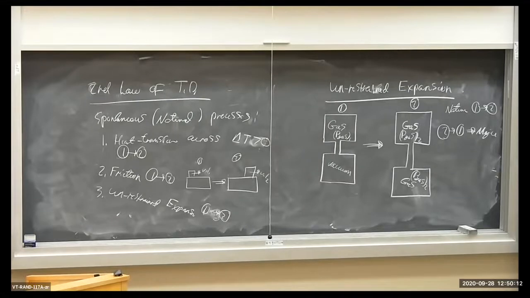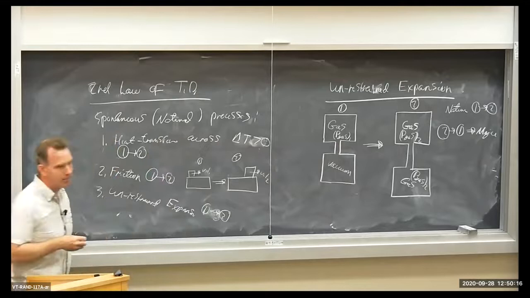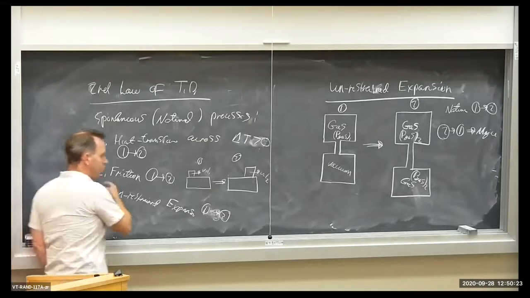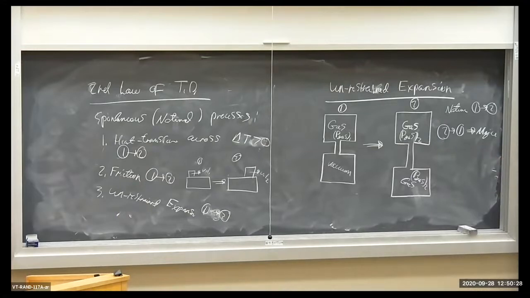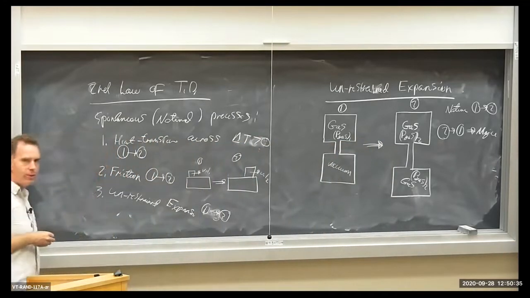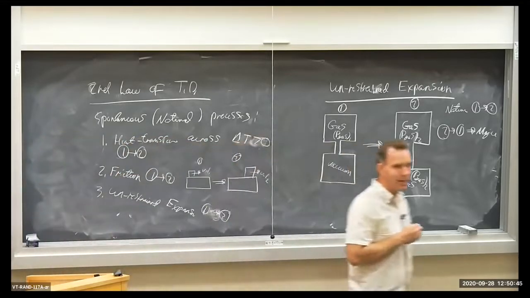So we have 3 kinds of processes. Heat transfer across a finite temperature difference always occurs with heat moving spontaneously from hot to cold. Processes that involve friction always convert mechanical into internal energy or heat. Unrestrained expansion, well, gases always expand to fill a vacuum spontaneously, okay? What I mean by spontaneous here is without any external interference.